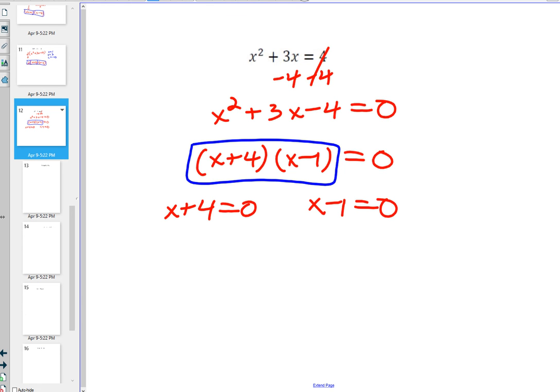This is factor form. So remember those problems that started in factor form? Here we had to factor, but now make each factor equal to 0. x can be negative 4, x can be positive 1.